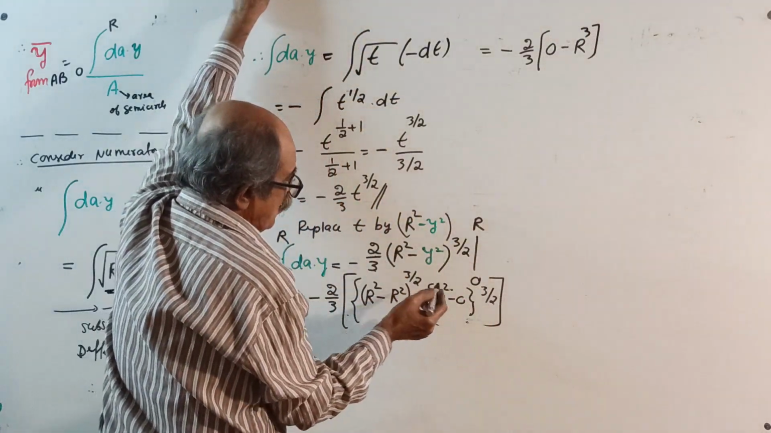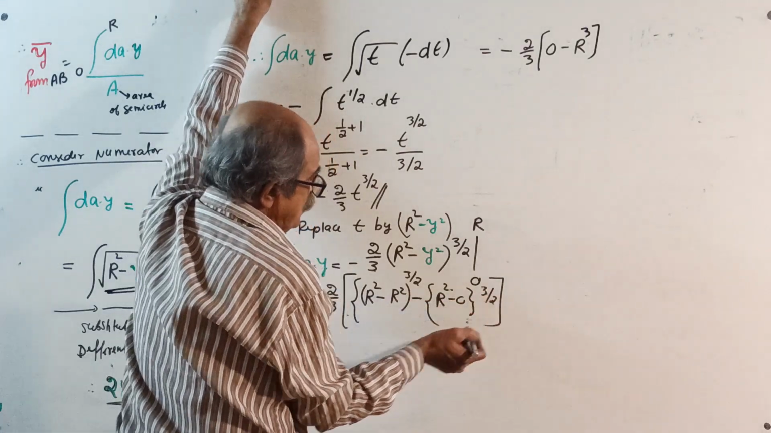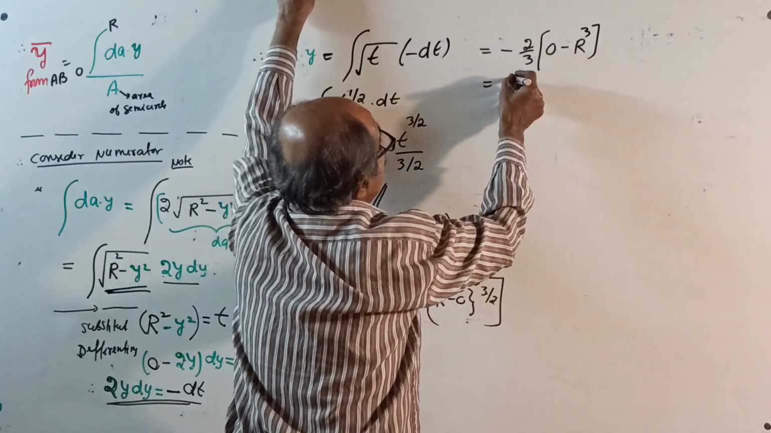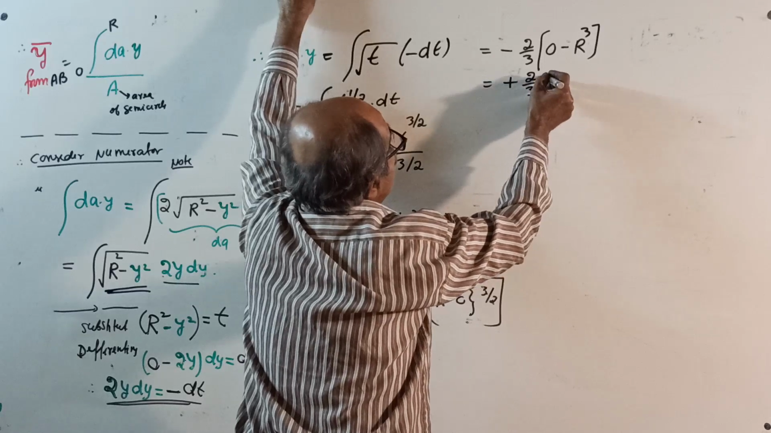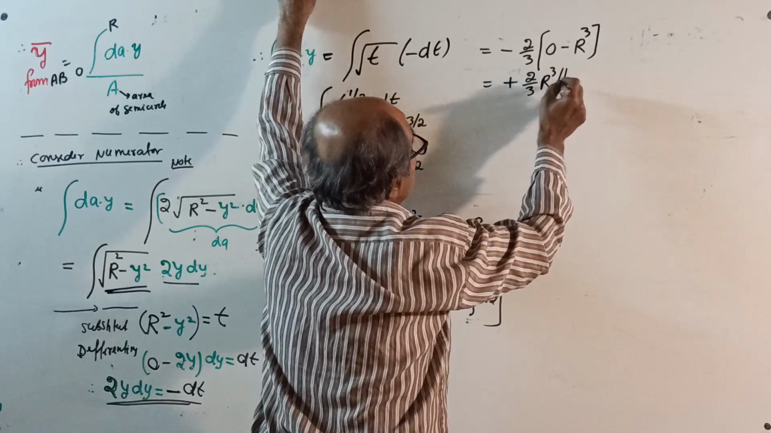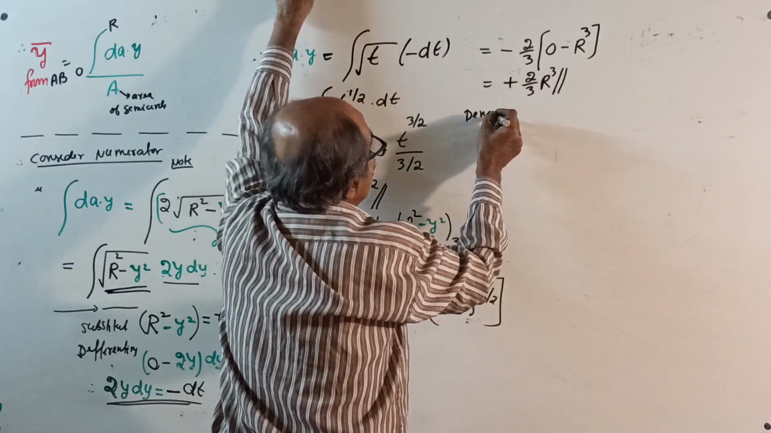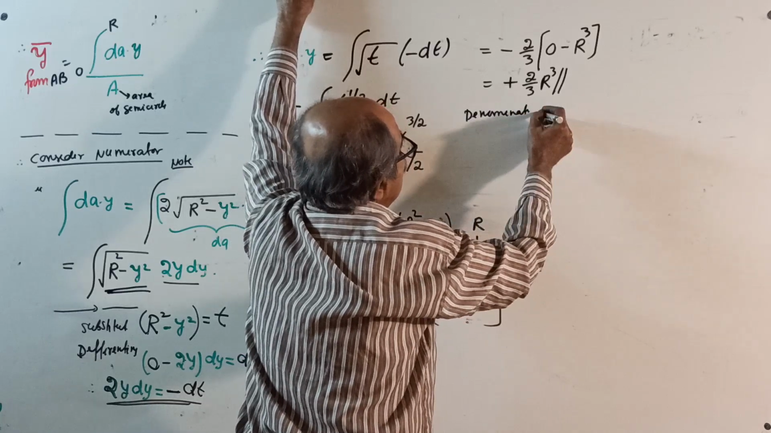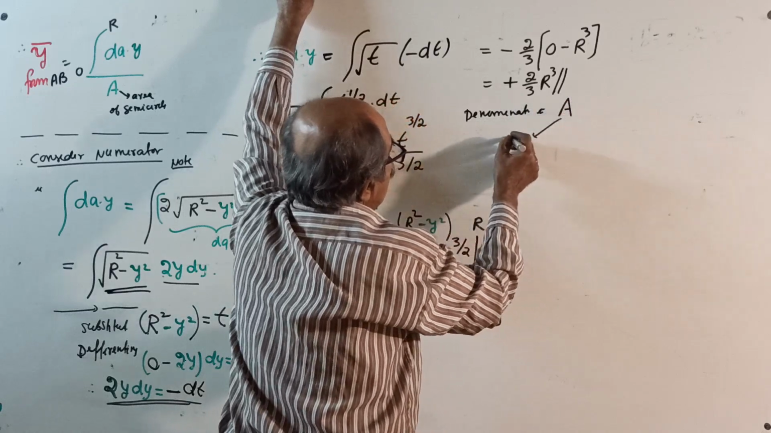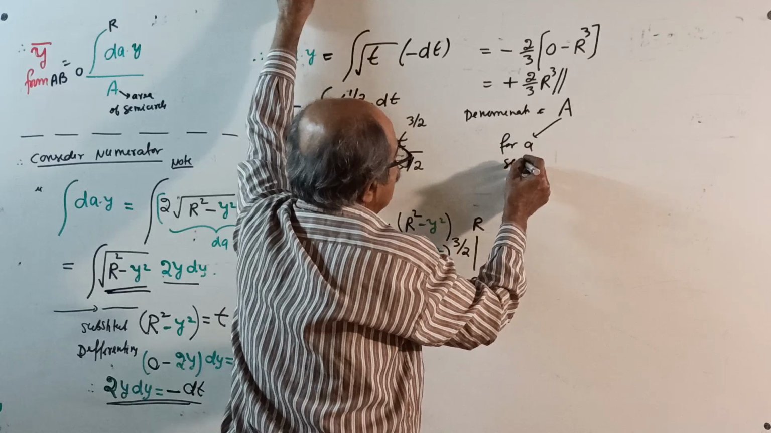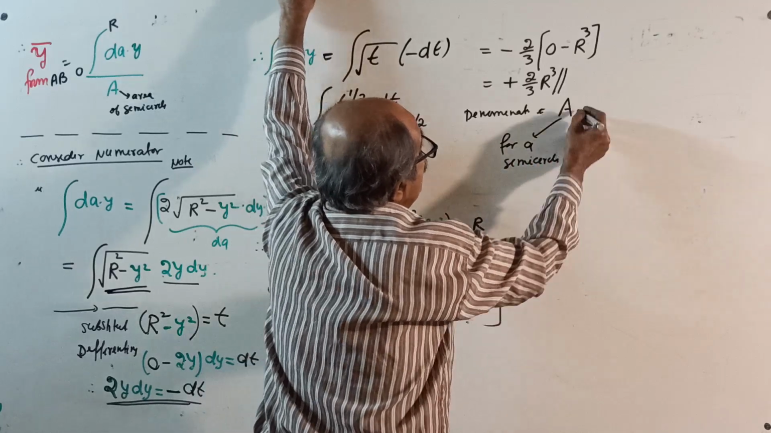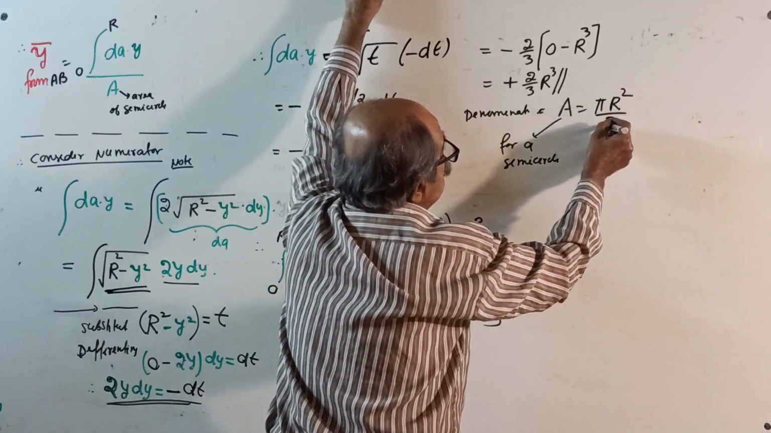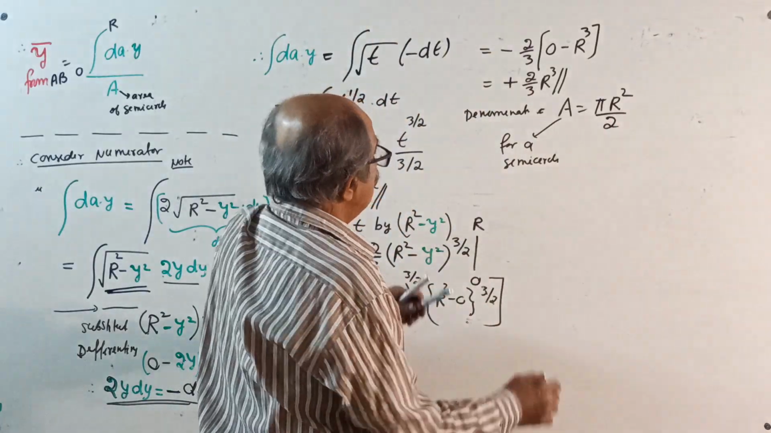R square power 3 by 2 is r cube, the minus will cancel, plus 2 by 3 r cube is the numerator. Denominator, that is area. Area for a semicircle, you know the answer, don't waste time. Semicircle is pi into r square divided by 2. In terms of radius, pi r square by 2.